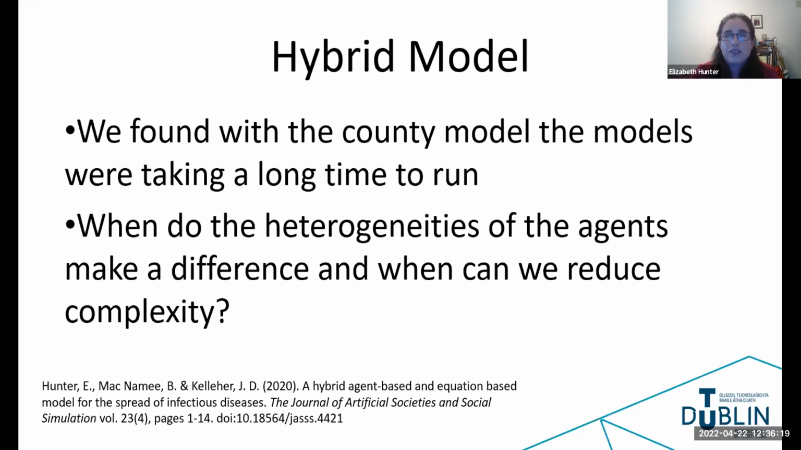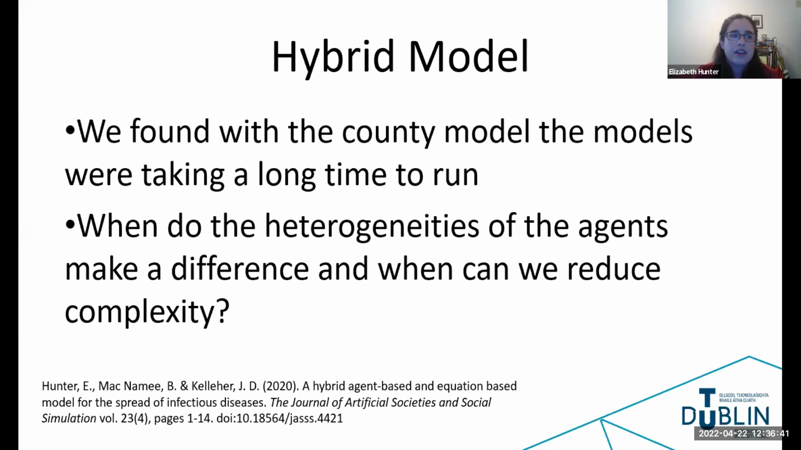Individual actions also make a difference when we have few cases. If someone stays home because they're not feeling well, they don't come into contact with anyone else, they're not going to spread the disease. They're going to break the chain of infection. Whereas if someone goes out and interacts with a lot of people, even though they're not feeling well, we're going to get more cases. So with a few cases, these individual actions and characteristics make a difference.